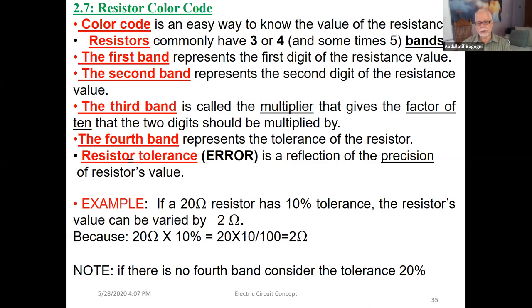You're not expecting to have all of them with the same value. One of them could be 20, one of them could be 21, the other one could be 22, the other one could be 21.9 and so on. So this is the meaning of the tolerance. Note, if there is no fourth band, consider the tolerance 20. So if you buy a resistor that has only 3 colors, the fourth one is represented as blank or no band, and that no band means it has 20 percent error.